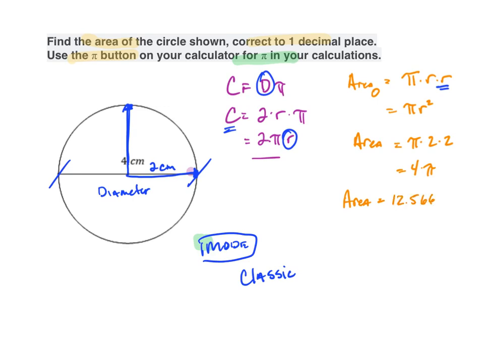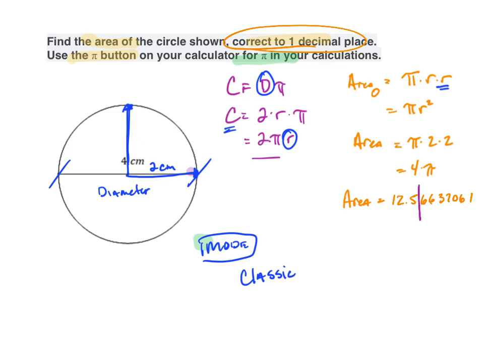And when you plug that in, you should get that the area equals 12.5663761. Okay, that's what my calculator tells me. But they told me they want me to correct it to the first decimal place. And many of my students would tell me this is the thing they struggle with the most. How do you round?